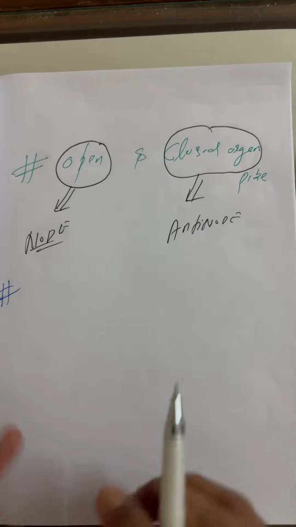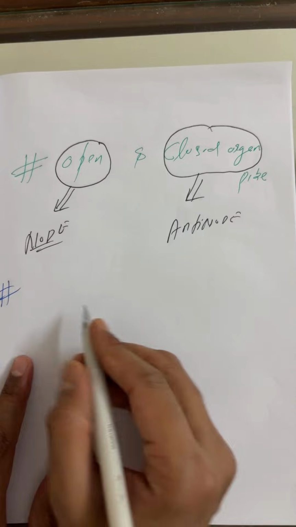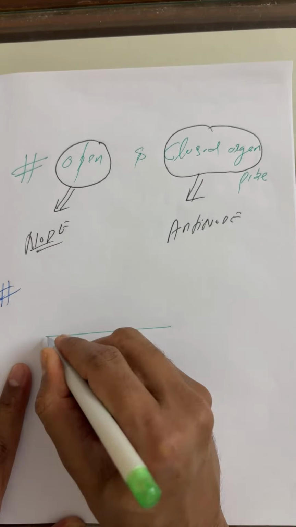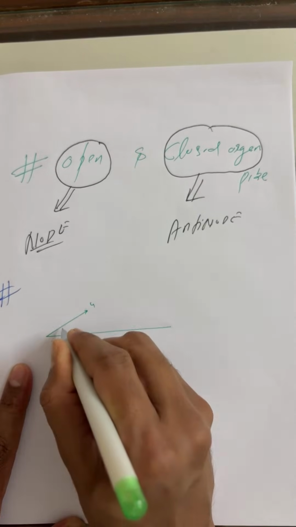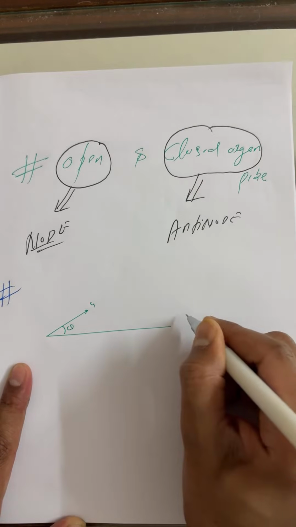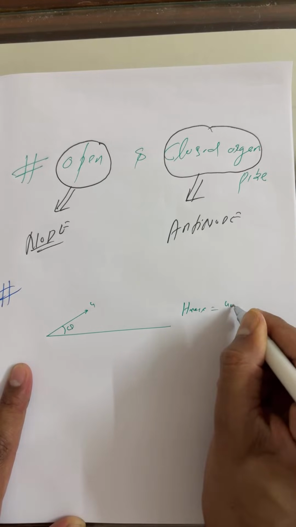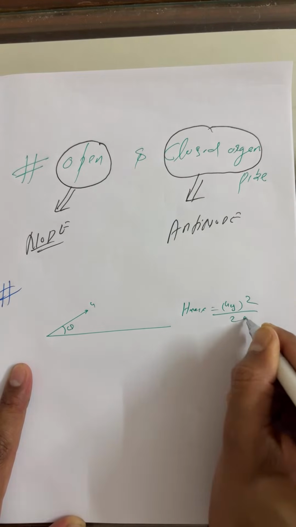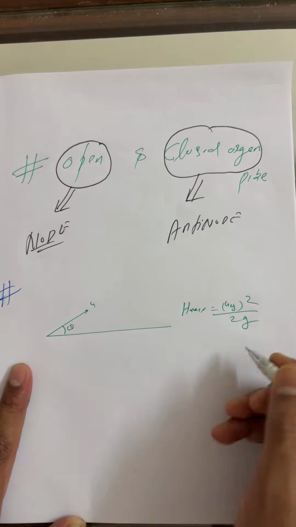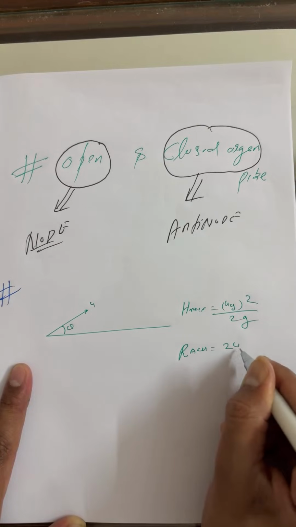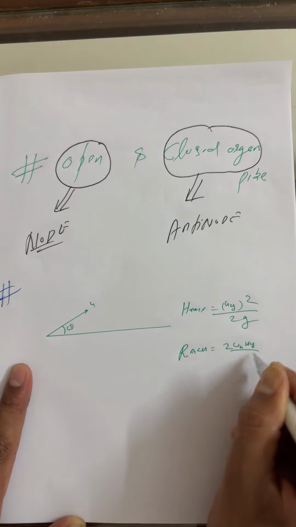See, beta, we remember this formula for projectile motion. If you are projecting a particle with u at an angle theta, what is the Hmax formula here? Just remember, this is u squared by 2g. What is the formula for range, beta? This is 2 ux uy by g.